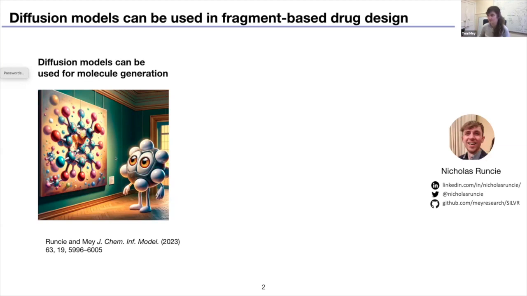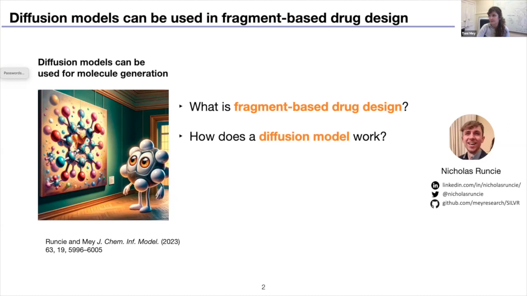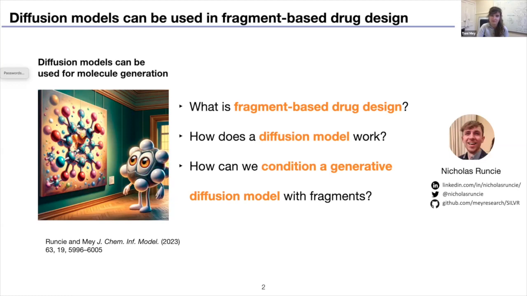And he also kindly provided this very cute stable diffusion generated molecule image of how diffusion models can be used for molecule generation. So what we're going to talk about today are mainly three themes. I'm going to introduce what fragment-based drug design is, just in case people are unsure what that means, and make sure everyone's on the same page with that. Then I'm going to introduce what a diffusion model is and how we can use diffusion models for generating molecules. And then I'm going to talk about how we used it to condition a generative model with fragments and what we can do with that. As I mentioned already, all of this work was done by Nicholas Renshi. He's definitely someone to watch out for. He's going to start his PhD in Oxford in September, and I'm sure there'll be lots of cool things coming from him in the future.